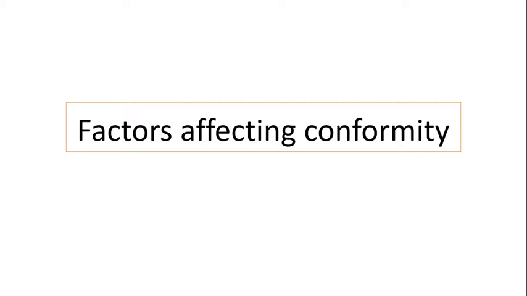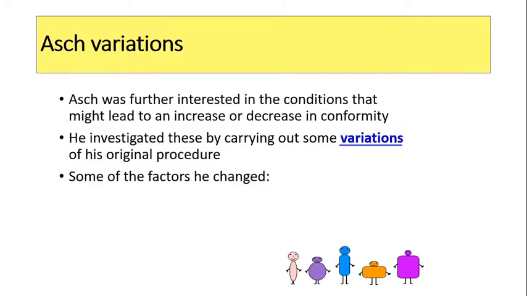So, factors affecting conformity, and this is all about some variations of Asch's experiment that he did, and about what they found, and some that other people have done as well, what they found about different factors that affected conformity, like whether they increased or decreased it. So, yes, Asch was looking at conditions that led to an increase or a decrease in conformity, and there were three things that he looked at: group size, unanimity, and task difficulty.